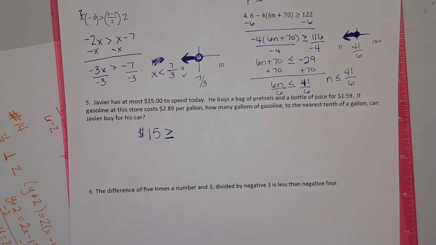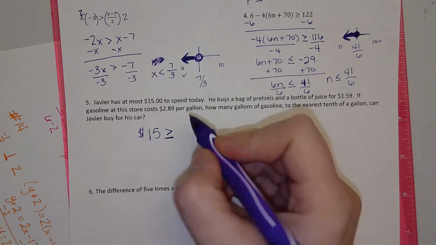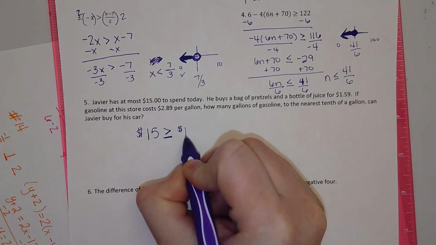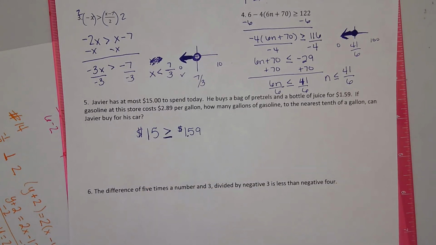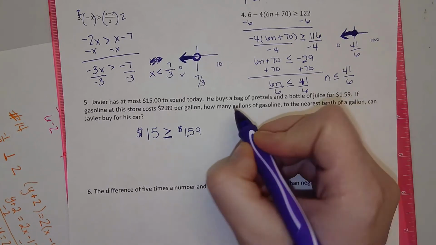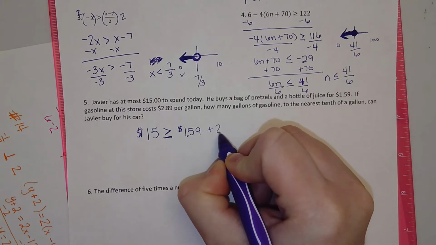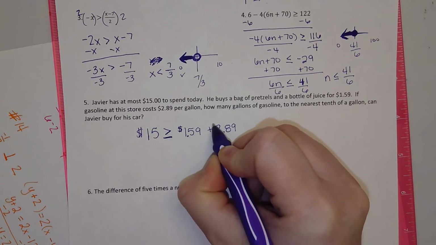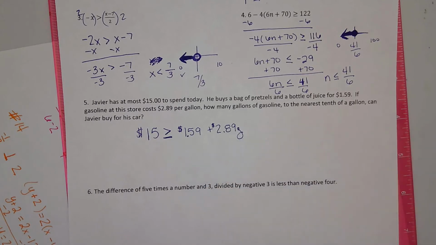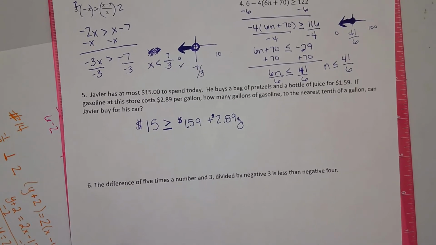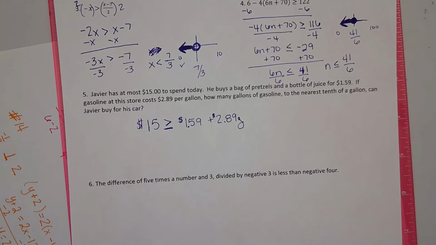He buys a bag of pretzels and a bottle of juice for $1.59. And then if gasoline at the store costs $2.89 a gallon, how many gallons of gasoline, to the nearest tenth of a gallon, can Javier buy? So he's going to spend $2.89 on gas. I'm just going to use the letter G for gas. So that's the equation that you set up.